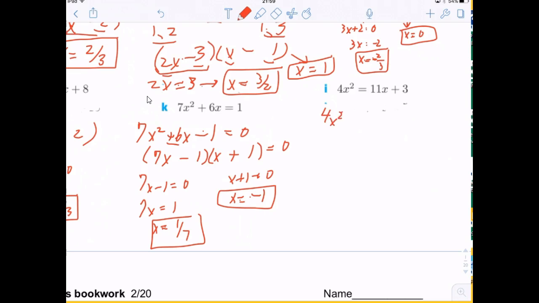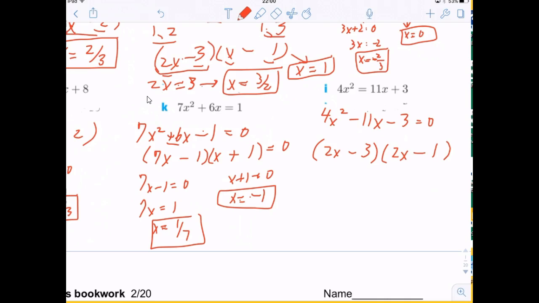4x squared. I gotta move everything to the left side, right? First. Okay. That looks awful. Alright, now I'm gonna factor. So, the factors of 4, let's guess 2x and 2x first. Factors of 3 have to be 3 and 1, because we're looking for whole number factors.